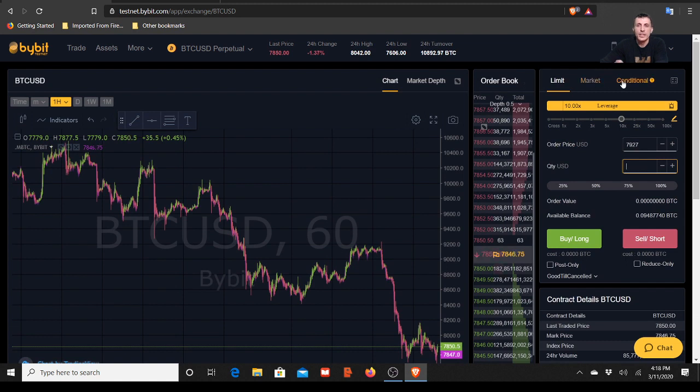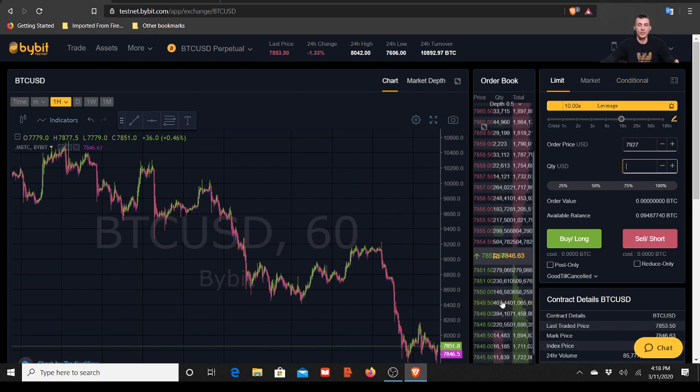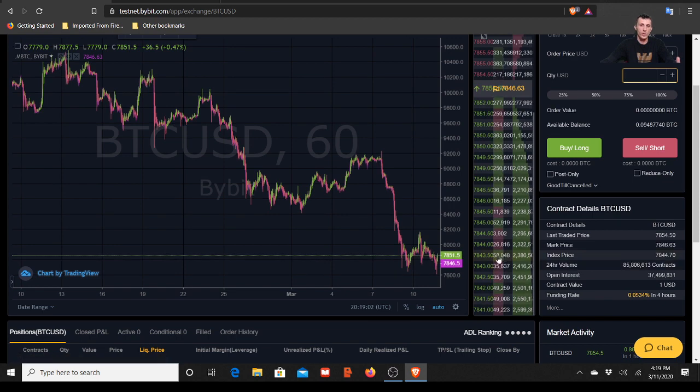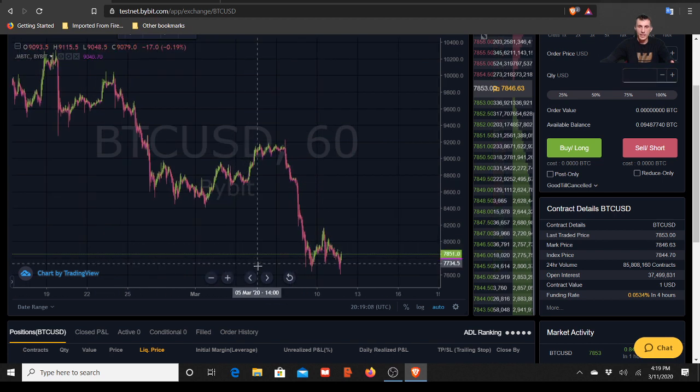Limit, market, and conditional. So if you want to pay the smallest fee or actually even get a kickback, you can use a limit order and add liquidity to the order book. And by doing that, I mean picking an order somewhere down on the order book or somewhere farther down at support, wherever it is that we are trading.